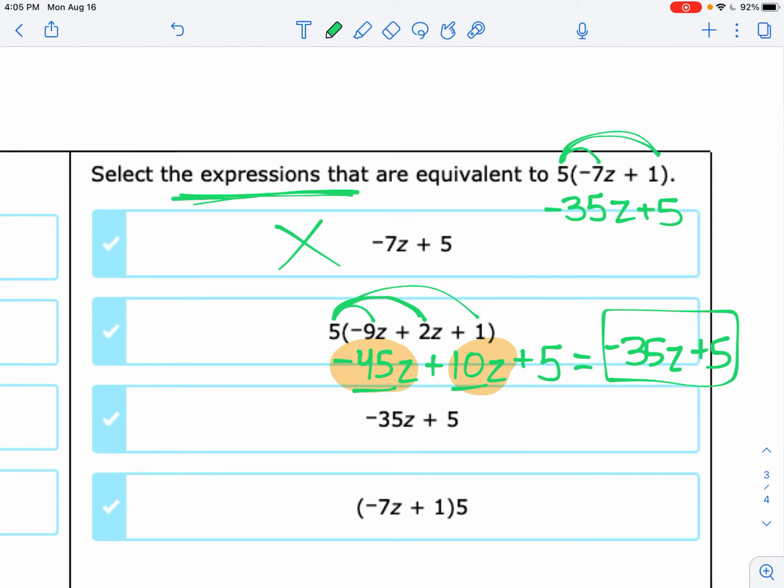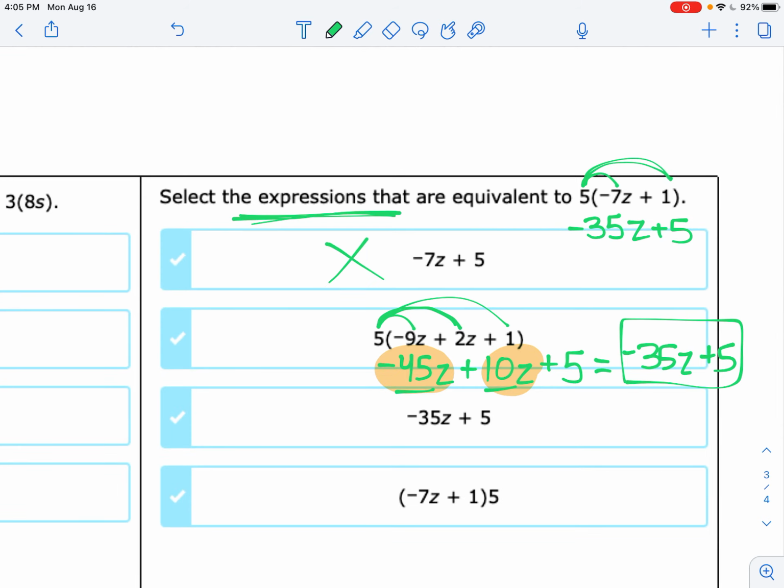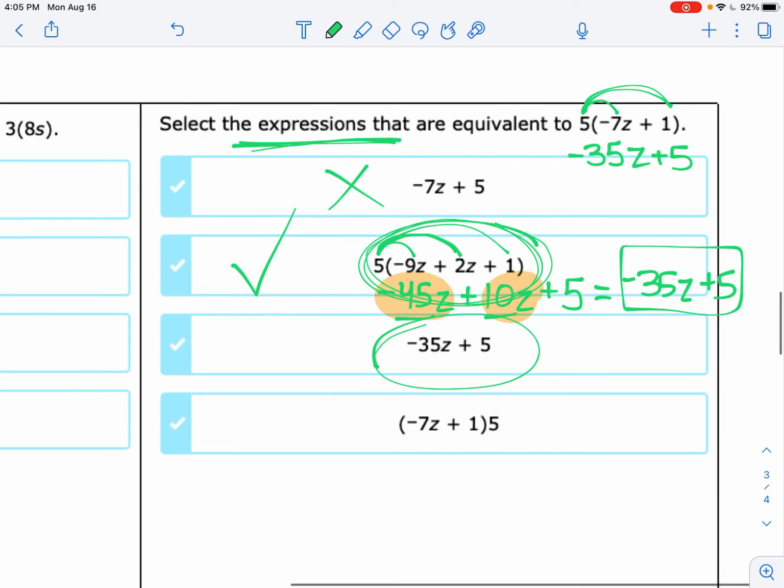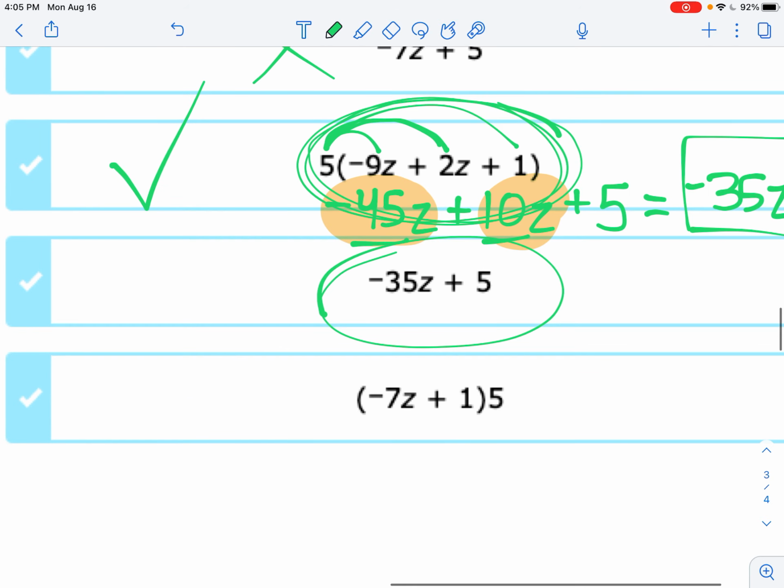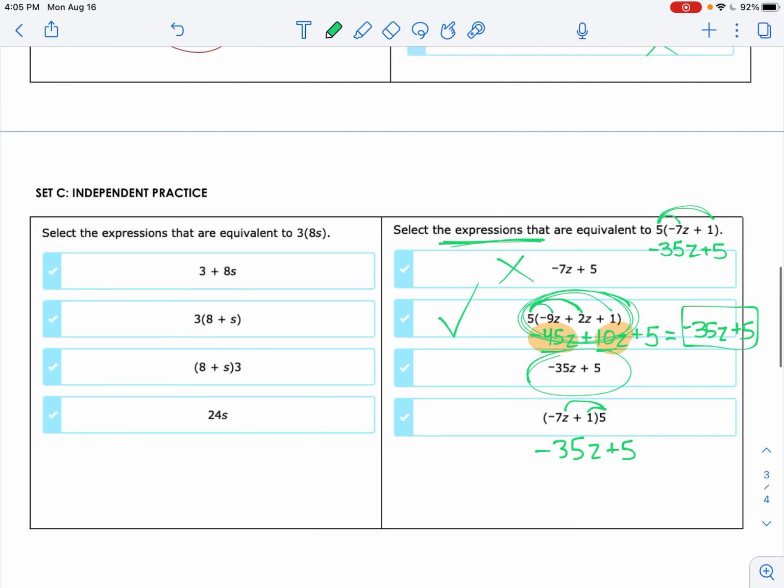No more like terms. That looks exactly the same as my top term. So this is absolutely an equivalent term. This one is verbatim exactly the same, right? I could tell this looks exactly the same as my simplified expression. And then the final one, what we need to do is distribute, right? So what do I see? I get negative 35z plus 5. Is that the same? It absolutely is. So I have 3 different expressions that are equivalent to this original expression.